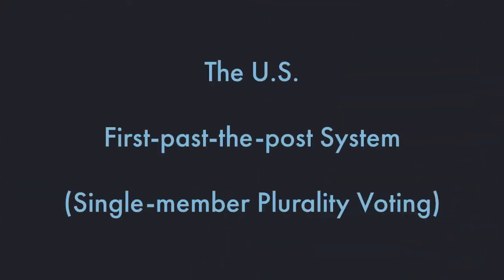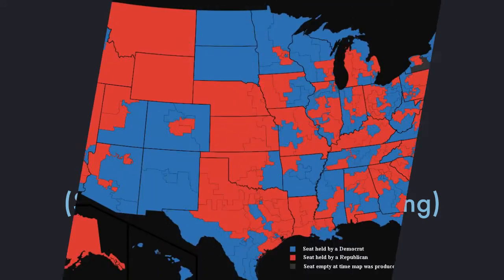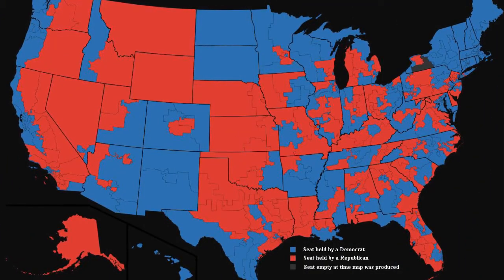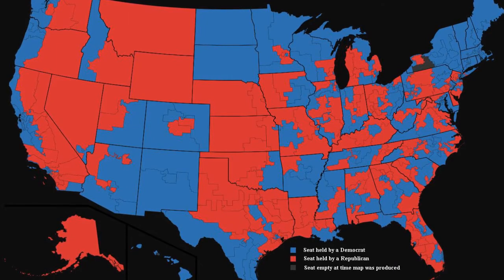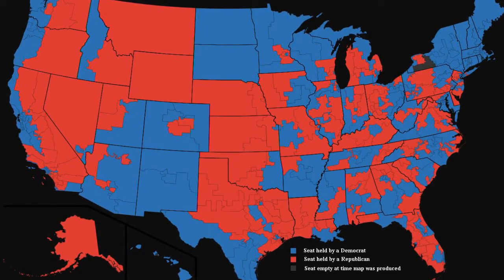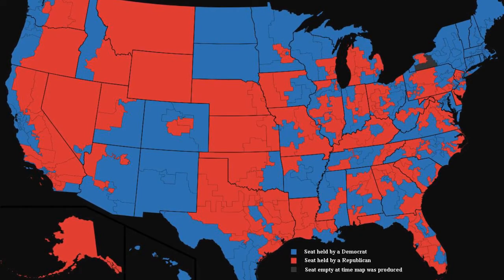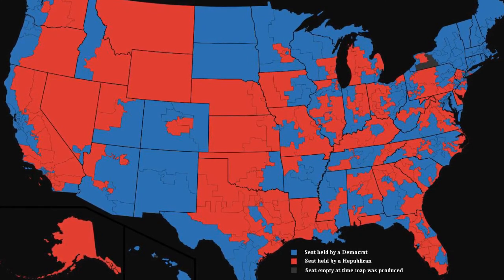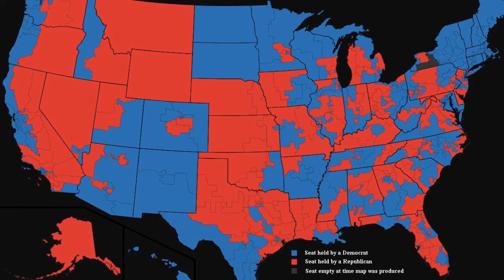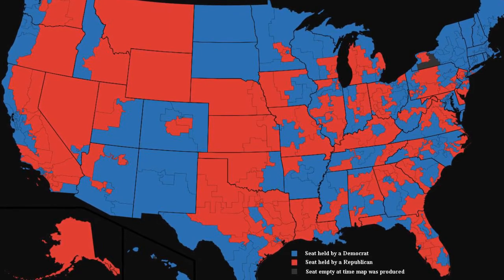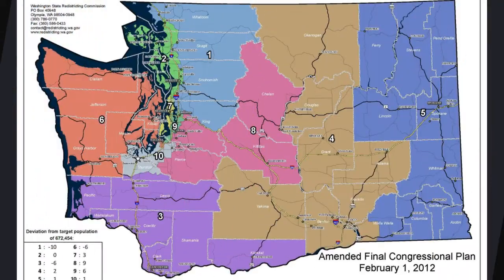The U.S. first-past-the-post system. Single-member plurality voting, in other words. This is the map of the United States showing all 435 electoral districts for congressional seats. And as you can see, some of the districts are very large, like all of Wyoming, all of Montana, and some of them are very tiny, like in New York and around LA and San Francisco, where a lot of people live.